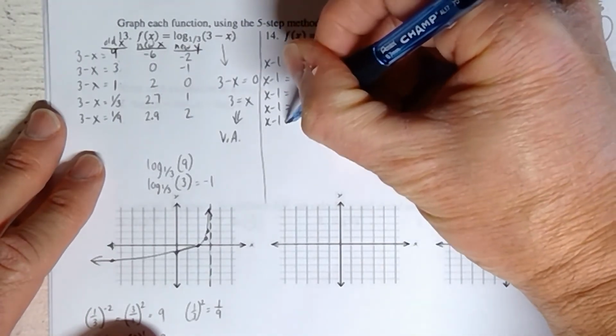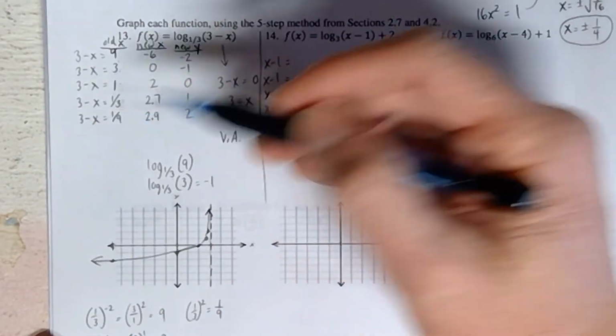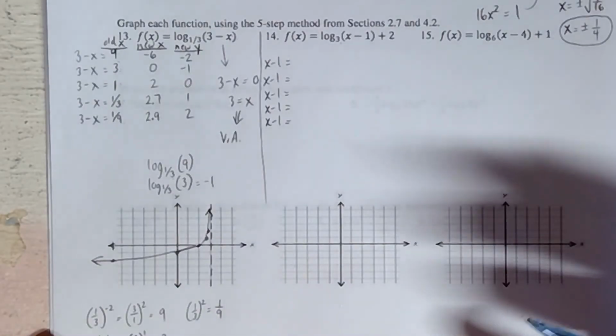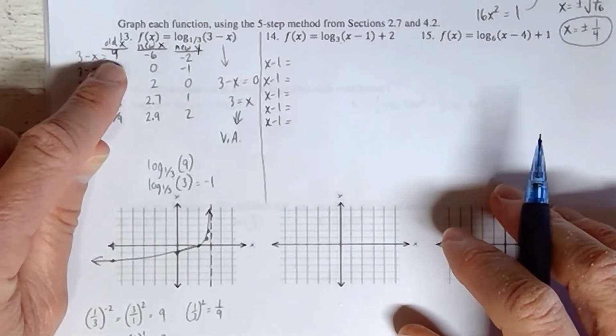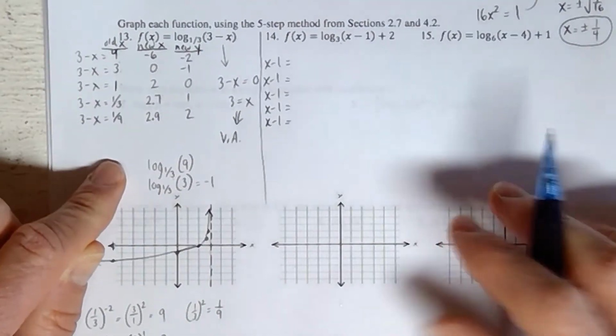What 5 numbers is it this time? Well, it's not these same 5 numbers over here because the base is 3 this time. So again, how does it work? What did we do over here again? We did 1/3 of the -2, 1/3 of the -1, 1/3 of the 0, and so on. So now we're going to do what?